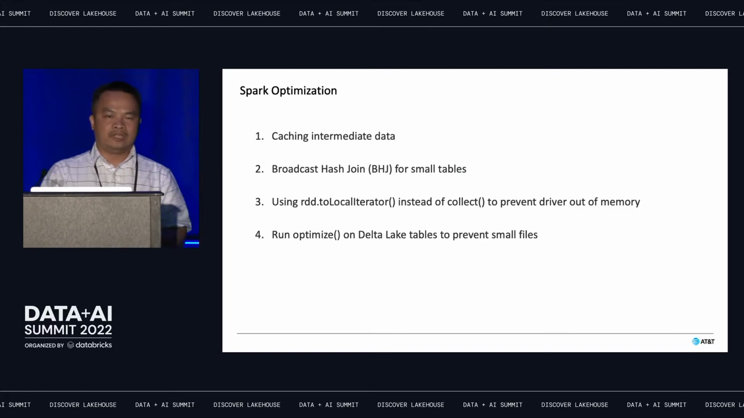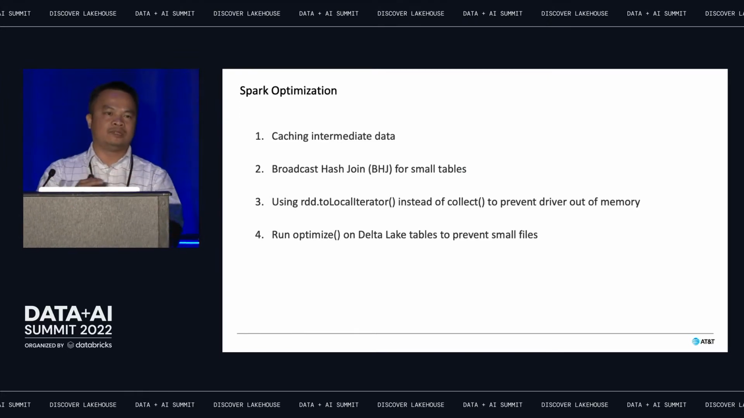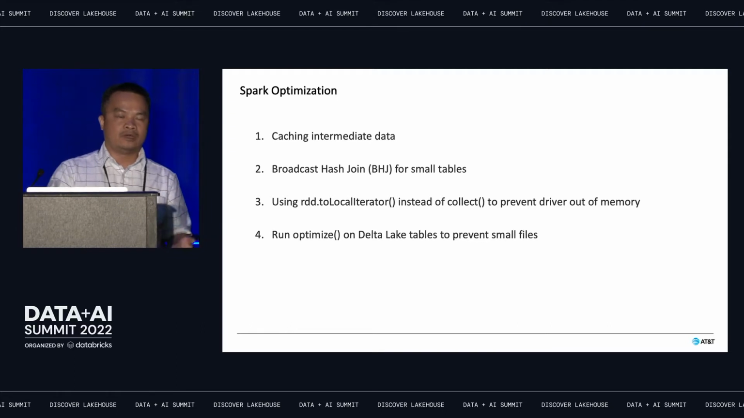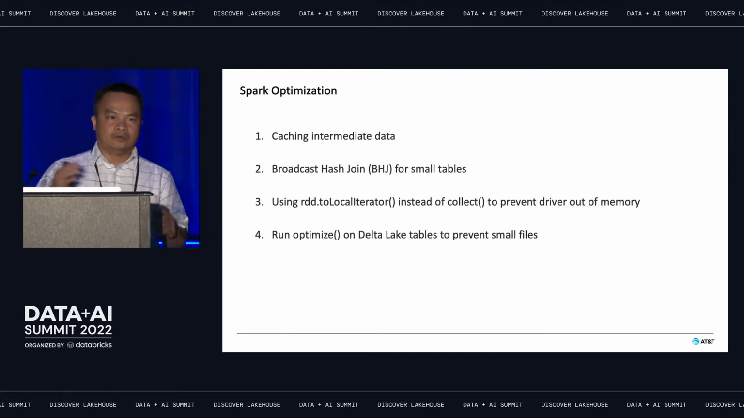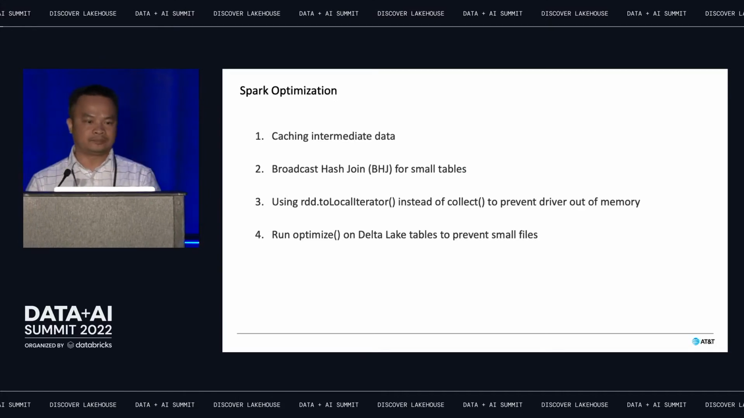Second, as you can see, you have category and foreign key tables. Some of them are small tables, so we can do a broadcast hash join, which will improve that. That way we can broadcast the small table to individual nodes, so the join is quicker.